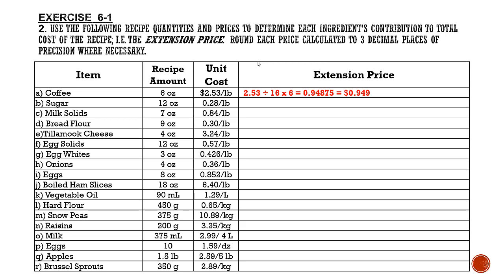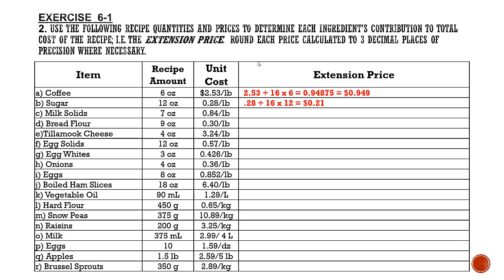Move down to B, sugar. Our recipe wants 12 ounces. We paid 28 cents per pound. So we need to calculate the cost of 12 ounces. Again, unit costing: 28 cents divided by the amount of units we got. Since 16 ounces is equal to 1 pound, if we divide 28 cents by 16, the answer gives us the cost of 1 ounce. We'll multiply that by the 12 ounces our recipe is looking for, and our final answer is 21 cents for 12 ounces of sugar.